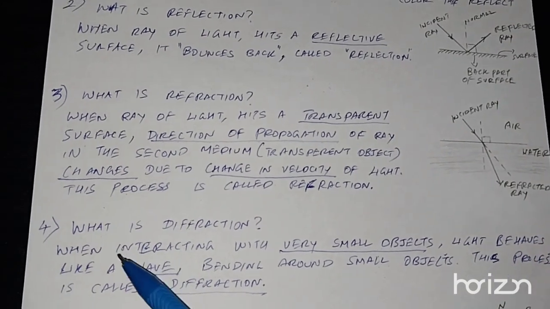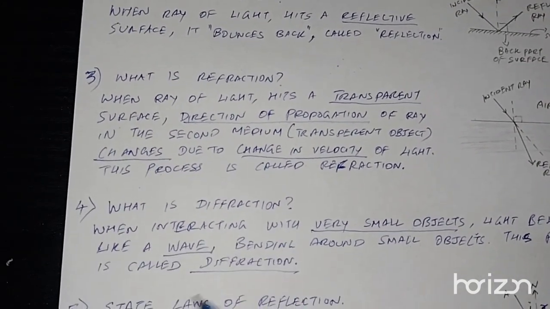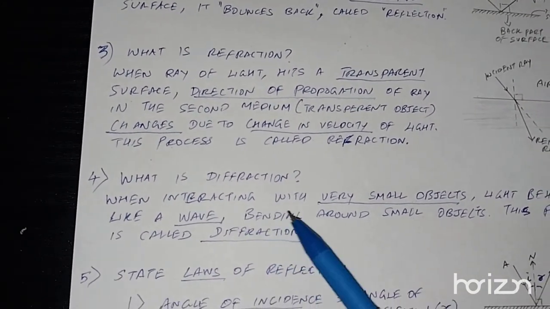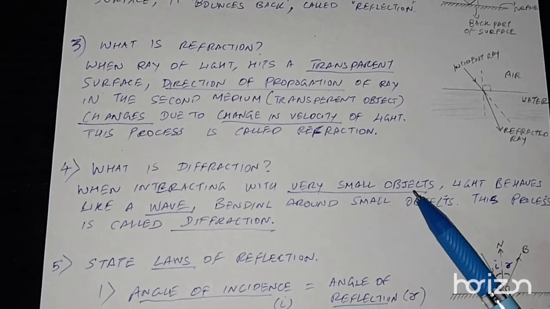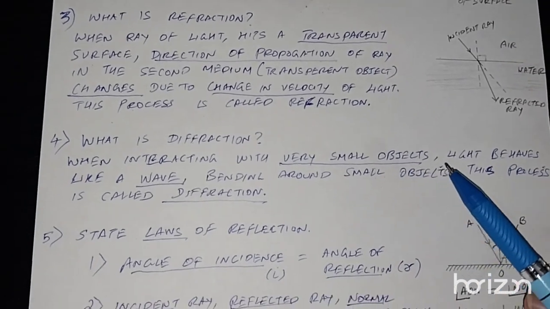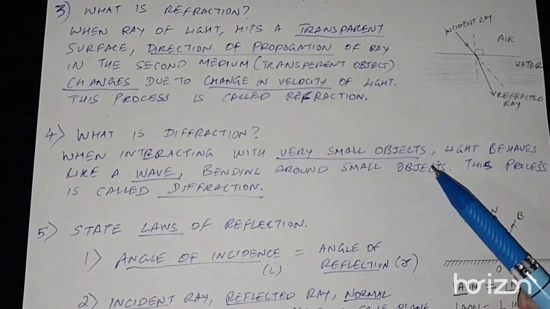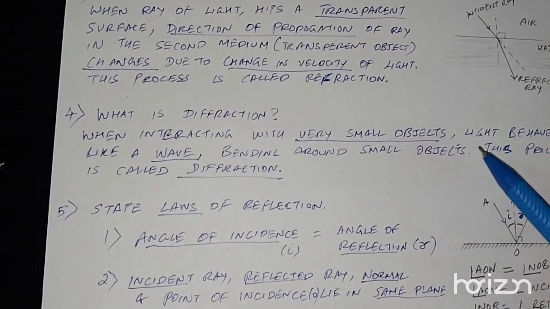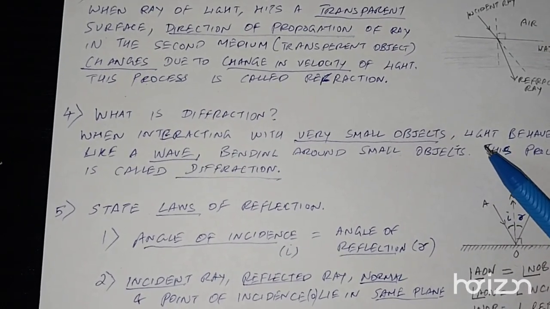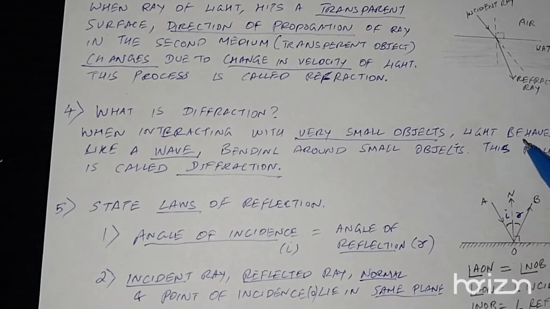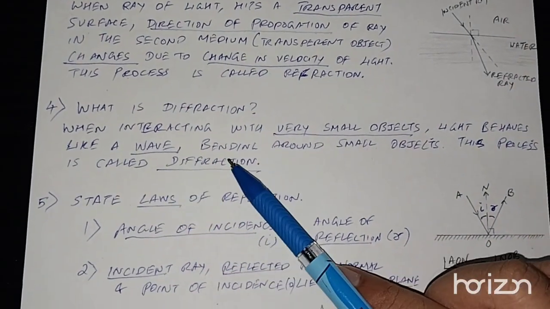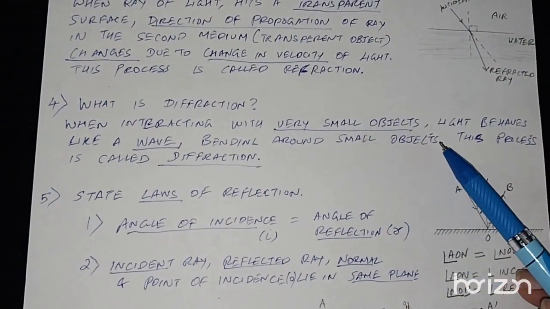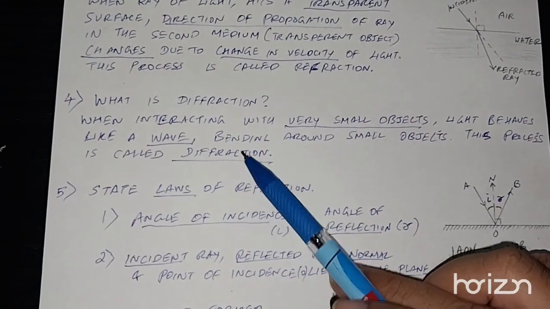Okay, what is diffraction? Okay, when the light interacts with very small objects, very small, almost the size of human hair, or very close to molecular sizes, the light behaves like a wave bending around small objects. This process is known as diffraction.